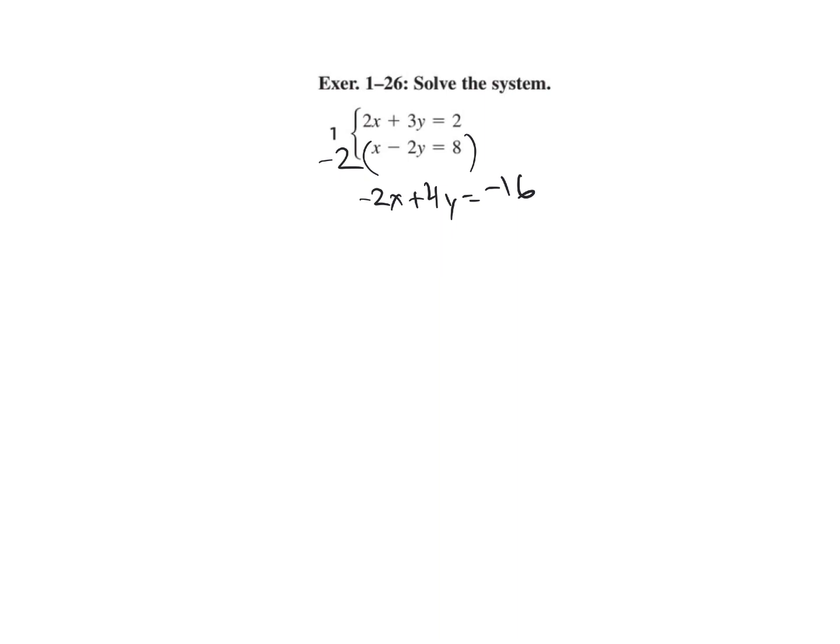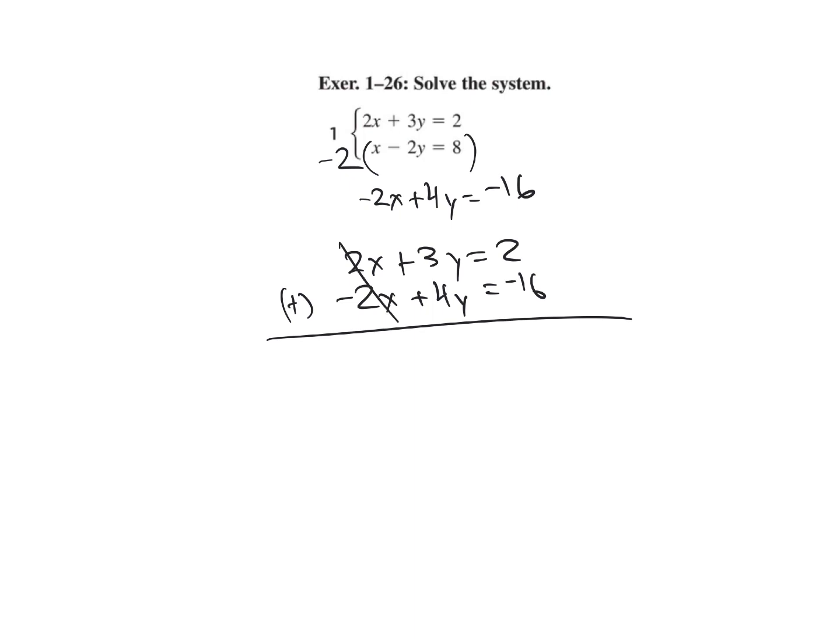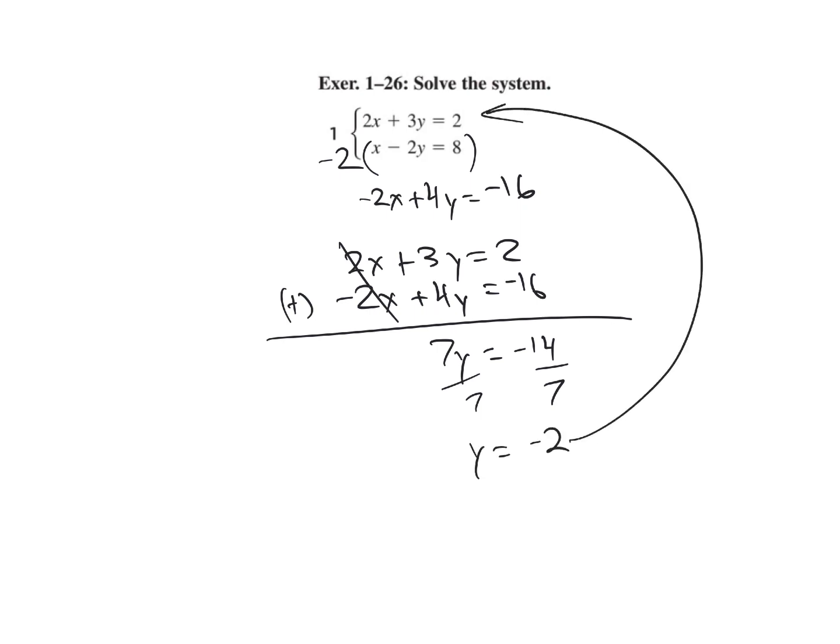All right, so let's set up the equations again. And we will have the ability here to add, and the x's eliminate. So that's 7y equals negative 14. We divide off the 7, and y equals negative 2. So we substitute that back into one of the equations.